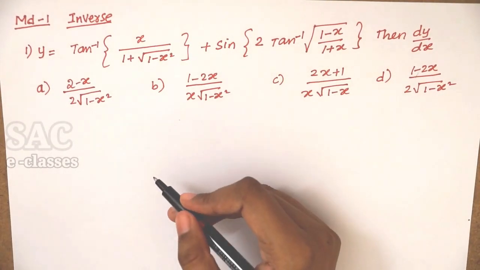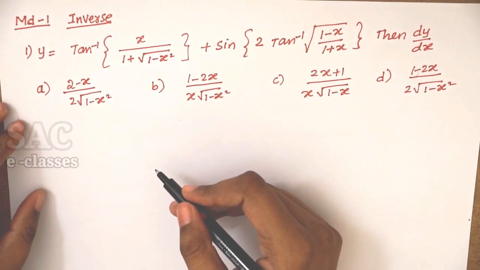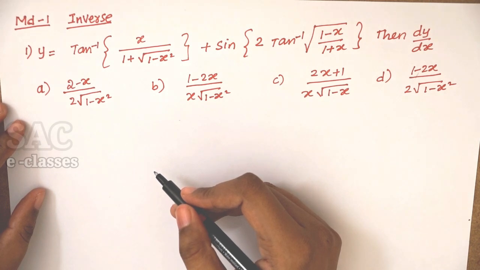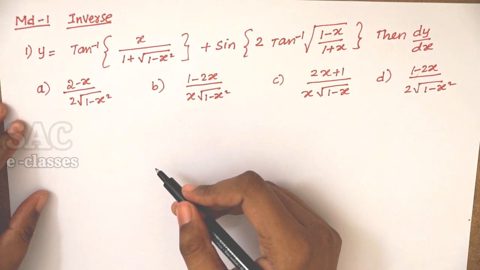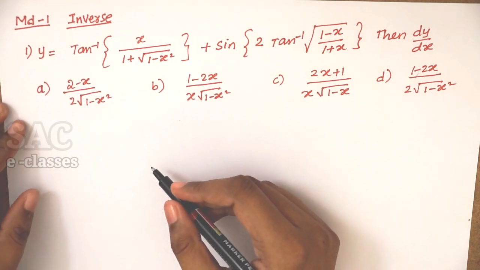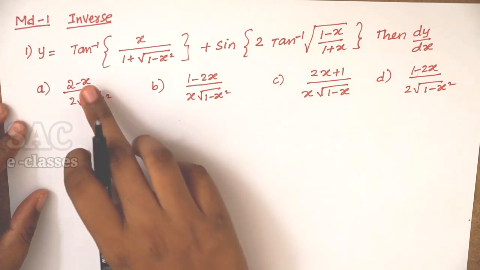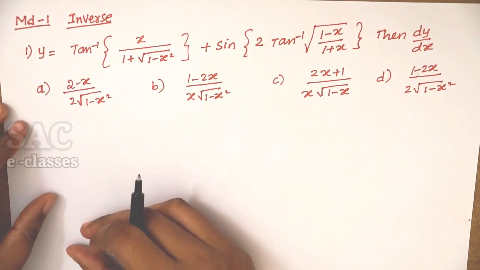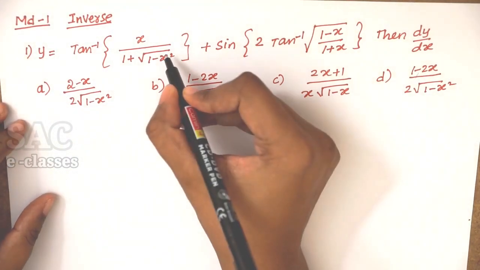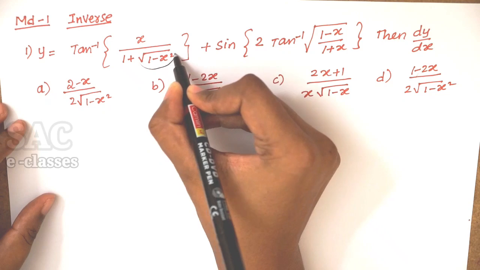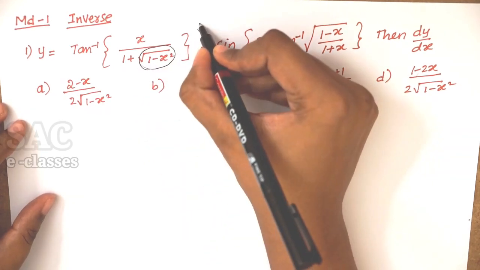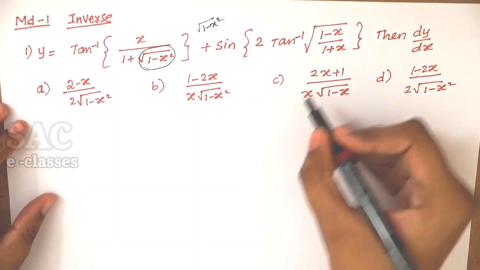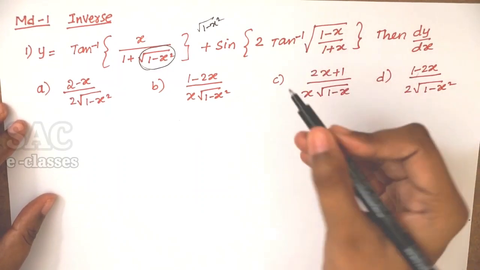Now look at the first problem. If y equals tan inverse of x by (1 plus root over 1 minus x square) plus sin of 2 into tan inverse of root over (1 minus x) by (1 plus x). Whenever they ask you to find the differentiation with the help of inverse ratios, we have to observe what kind of structures are there. Here, if you observe, root over 1 minus x square is there, and 1 plus x, 1 minus x and root over are there.